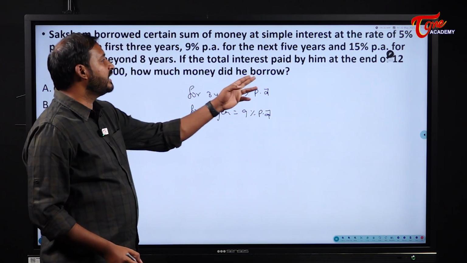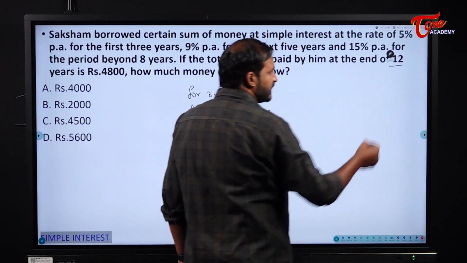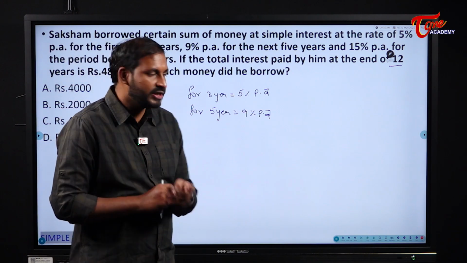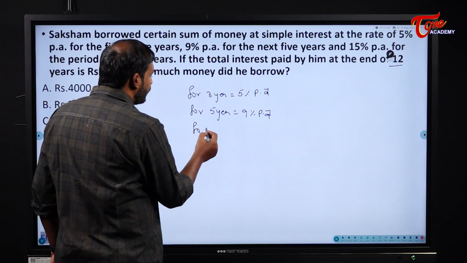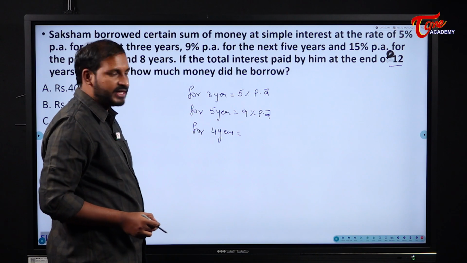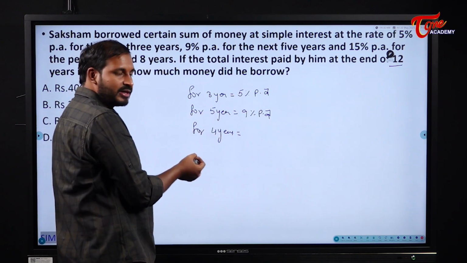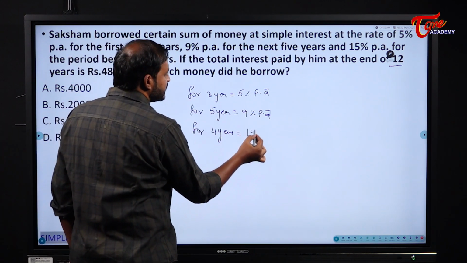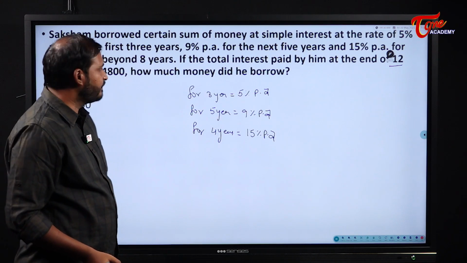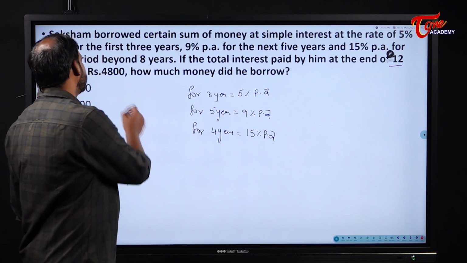If the total interest paid by him at the end of 12 years, see, beyond 8 years and 12 years, between these two, how many years is the time difference, students? 4 years, right? Already 3 plus 5 becomes 8. Overall, he is paying at the end of 12 years. That means 8 plus 4 becomes 12. For those 4 years the rate of interest is 15% per annum. If the total interest paid by him at the end of 12 years is rupees 4,800.